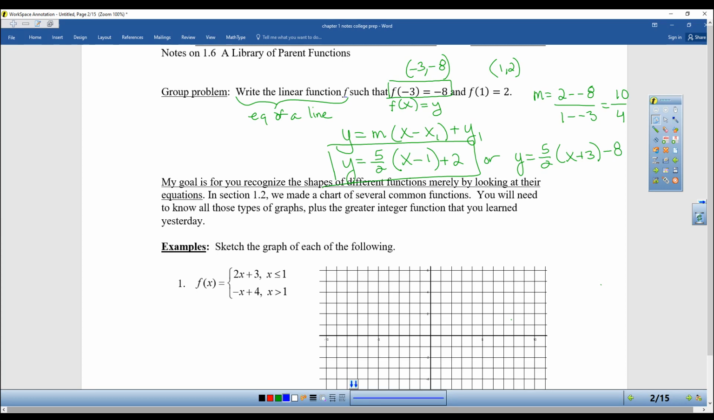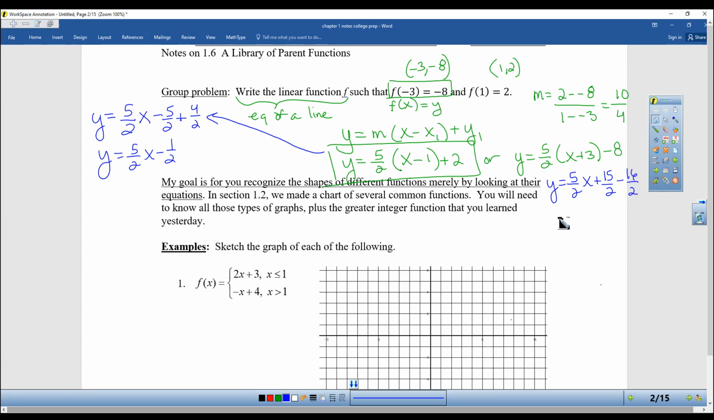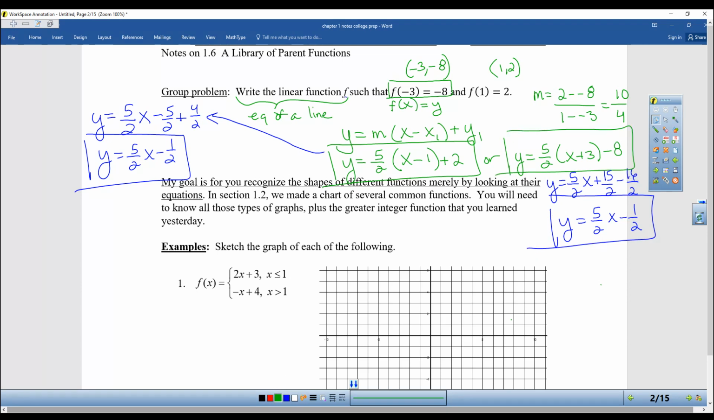Now, for those of you that might have done it a different way, both of these will simplify to the same answer. So you can stop here. This boxed answer is great. But if you were to distribute, you would get 5/2x minus 5/2 plus 2, but 2 is the same thing as 4/2. So this equation could be written like this. This one, same thing: 5/2x plus 15/2, not just 15/2, and 8 can be rewritten as 16/2. And what does that simplify to? 5/2x minus 1/2, same. So here are four answers to the same question. So really growing up here with the pre-calc, it's getting a little harder. You can do it. Be confident.